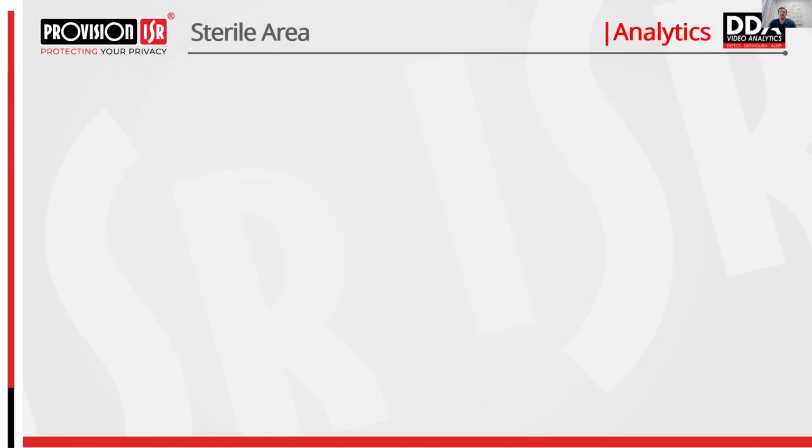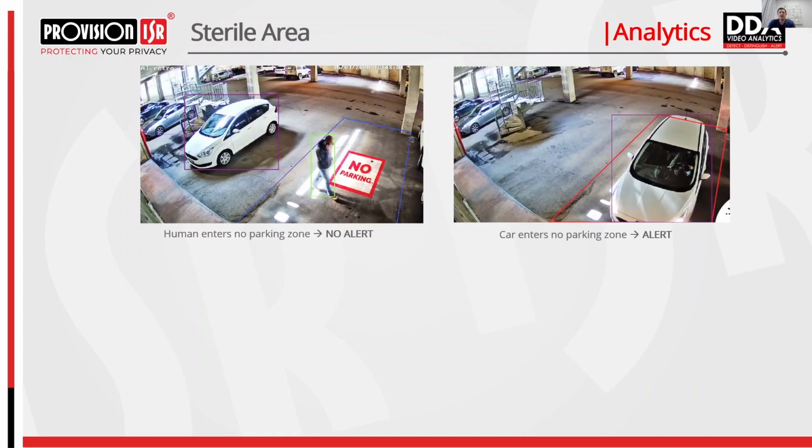Now let's talk about sterile area analytics. This feature lets you define a virtual no-go zone, and you can get alerts when a specific object enters that area. Here are some examples of where this really shines. Let's take a no parking zone in a parking lot, for example.